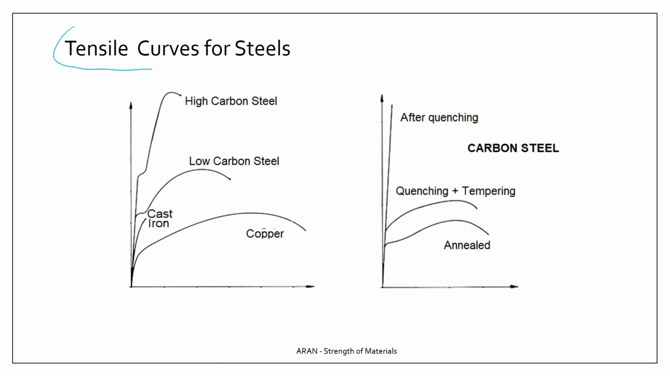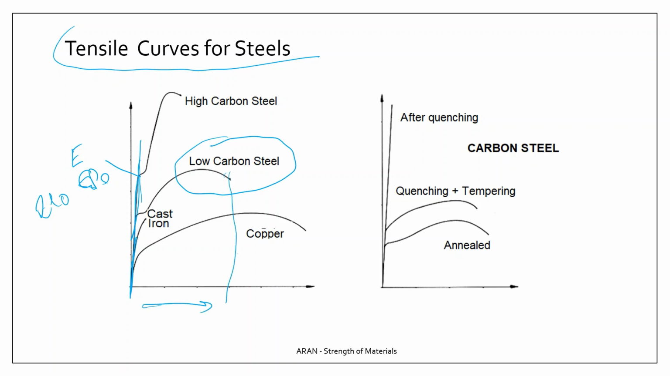For steels, we said that you cannot influence the elastic region. The elastic modulus will be around 210 gigapascals, but by changing the structure or the chemical composition, you may influence the mechanical properties. Here you have a low carbon steel. Well, the ductility is higher. Here you have a high carbon steel. The ductility is lower, but the strength is much higher.